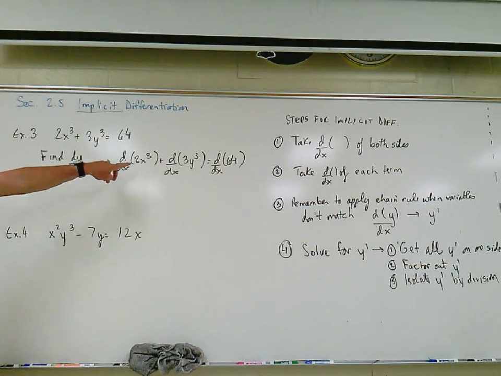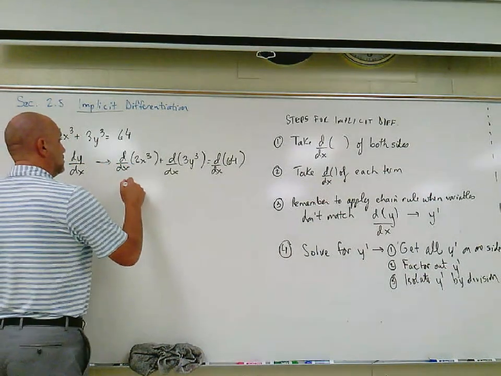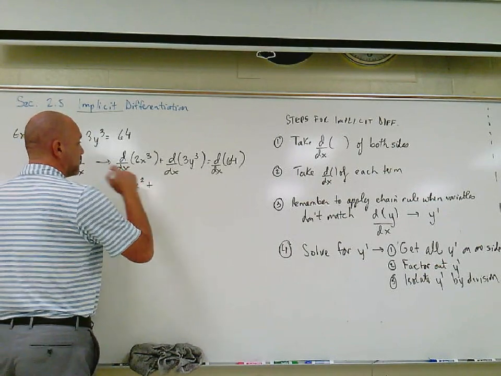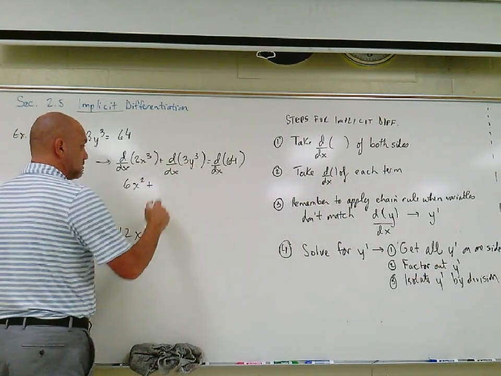So derivative of 2x cubed, you should get what? 6x squared. Derivative of 3y cubed with respect to x.